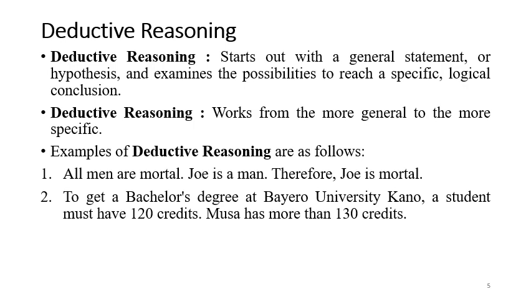Example number 2: to get a bachelor's degree at Bayero University, Kano, a student must have 120 credits. Musa has more than 130 credits. Now the statement that to get a bachelor's degree at Bayero University, Kano, a student must have 120 credit units is a general statement to all students. Then Musa has more than 130 credit units. Here we are moving from the general to now specify Musa as a student of BUK.